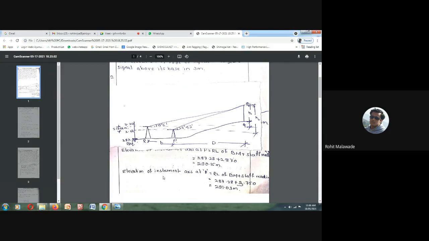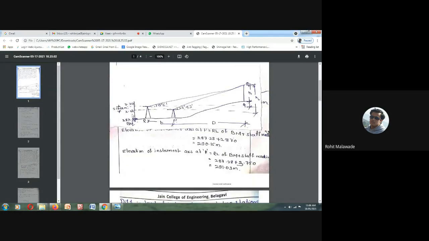Similarly, we can calculate the RL of the instrument axis at R. We determine it as the RL of benchmark plus the staff reading, 3.750. So here it is 291.03. Is it clear?